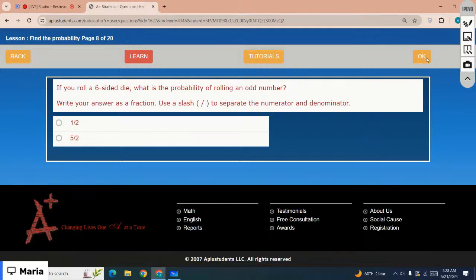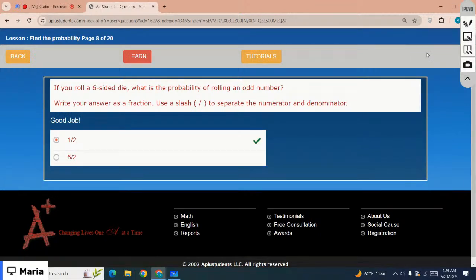If you roll a six-sided die, what is the probability of an odd number? 3 of the numbers on a die are odd and 3 of the numbers are even, right? So that means for the odd numbers, the probability is half, 3 out of 6, or 1 out of 2, because 3 out of 6 are odd.